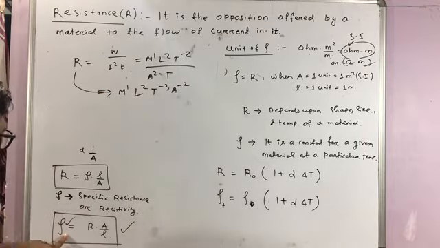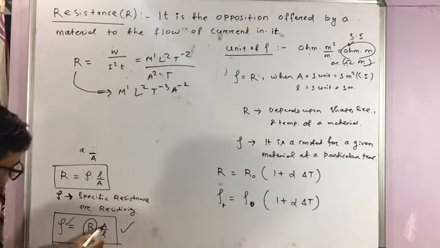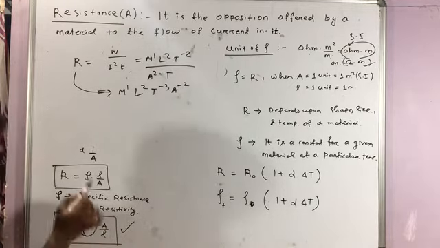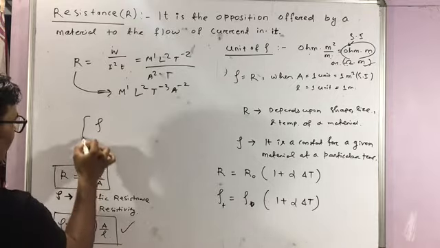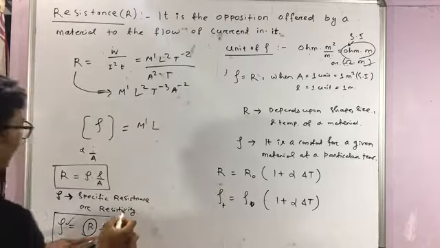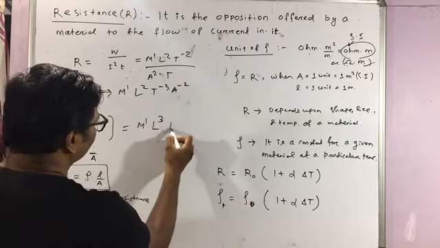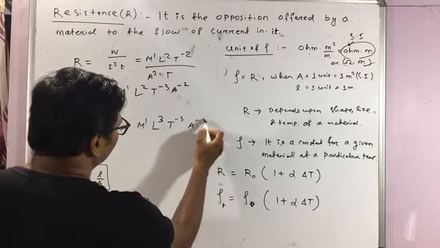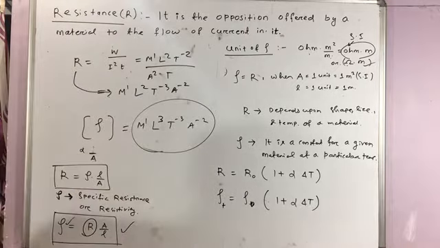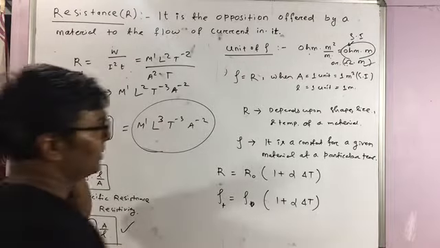And dimension of resistivity is what? Dimension of resistance multiplied with the length, because area upon length you will be getting only length. So the dimension of resistivity would be M1 L3 T minus 3 A minus 2. So just remember, this is the dimension of resistivity.